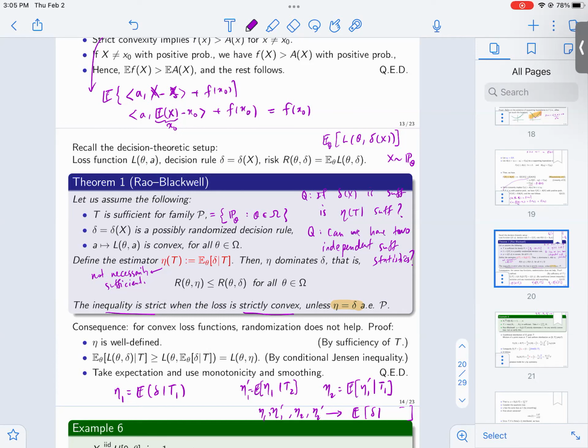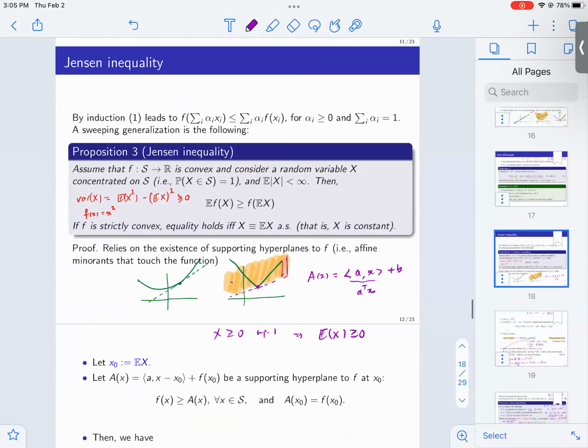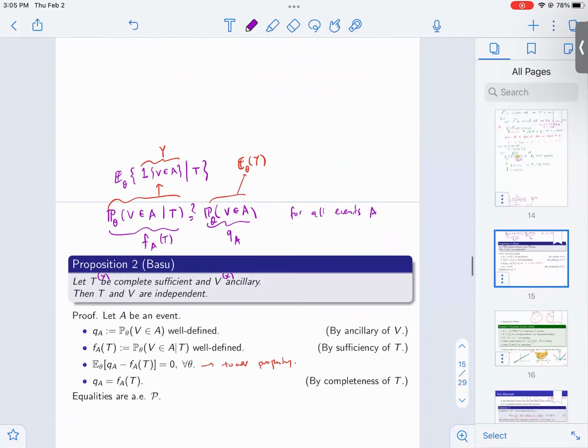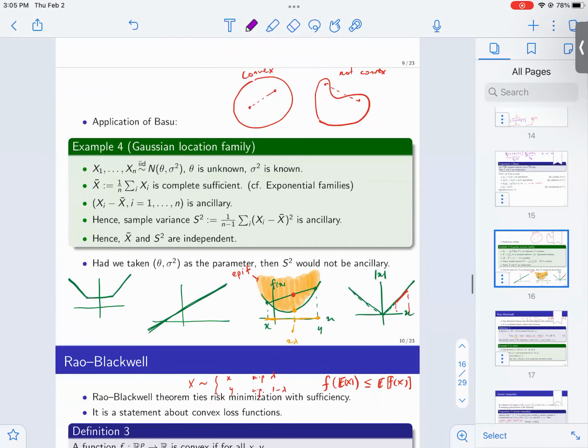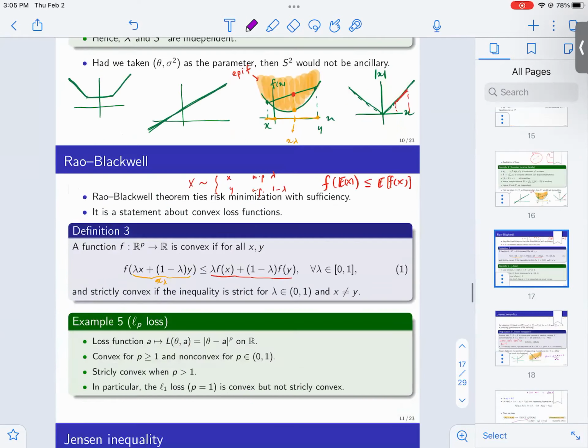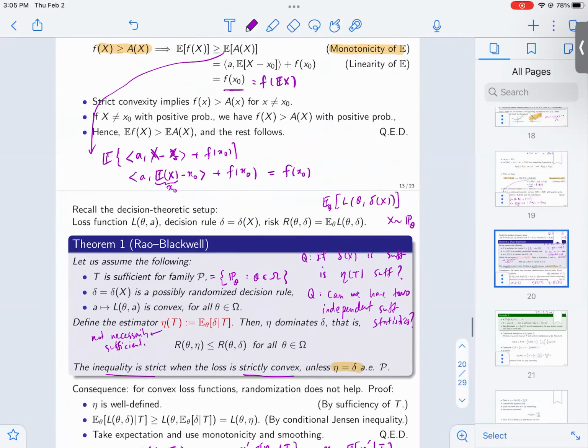Yes. Can you show, like last class, that the sample mean and the sample variance are independent? Those are both sufficient? One is sufficient, the other is ancillary. It's sort of the opposite of sufficient. Like one is sufficient, the other is ancillary. Oh, right. That's Basu's theorem.